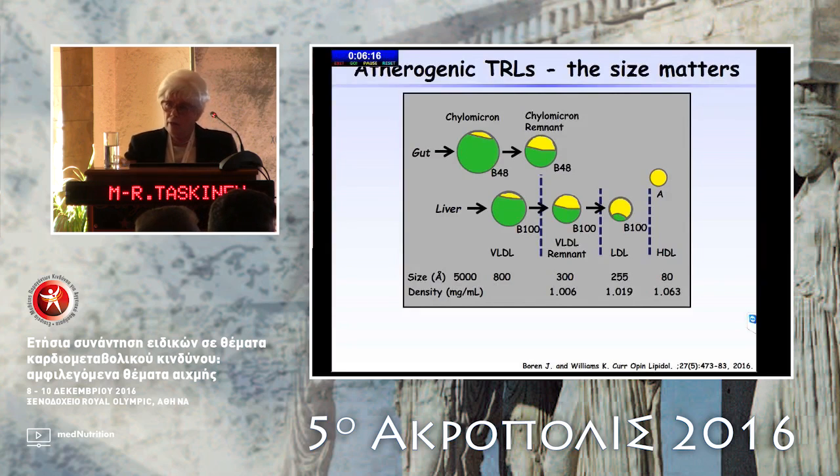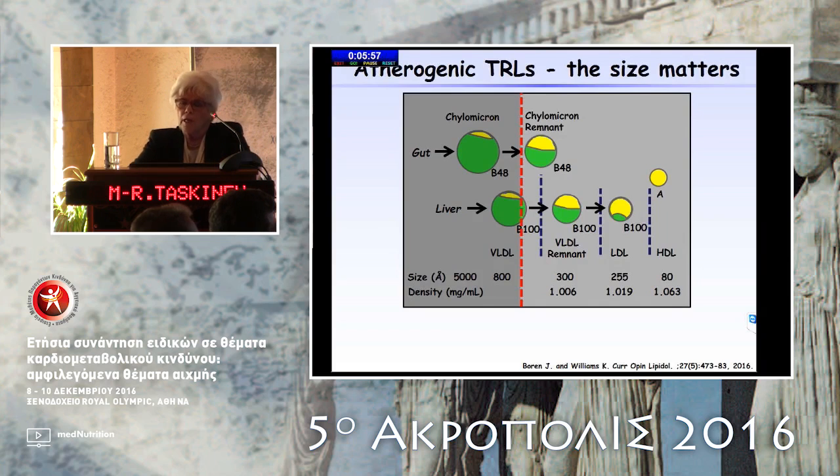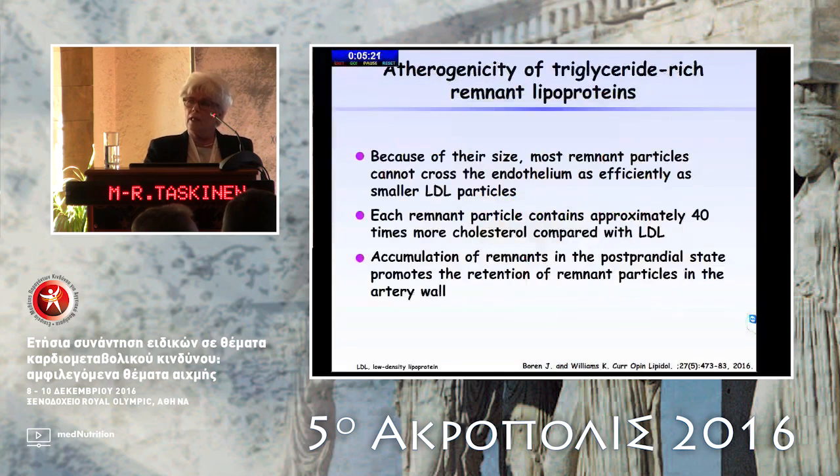And the remnants can be calculated using the normal measurements, that means triglycerides and HDL. Atherogenic remnants comprise all the cholesterol in these remnants of chylomicrons, VLDL, and IDL species. And this is important because of their size. Most remnant particles, the really big ones, cannot cross the endothelium as efficiently as smaller LDL particles, but the smaller ones can. And each remnant particle contains approximately 40 times more cholesterol compared with LDL, so even a smaller number is bad. And the accumulation of these remnants in the postprandial state really promotes retention of these remnant particles in the arterial wall. And that is bad for the vascular wall.